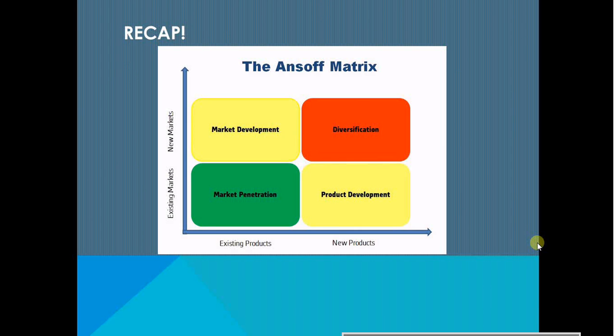Let's recap. The Ansoff matrix has 4 components: market penetration, market development, product development, and diversification. Market penetration, existing products in existing markets. Market development, existing products in new markets. Product development, new products developed in existing markets. And the challenging diversification, new products developed in new markets.